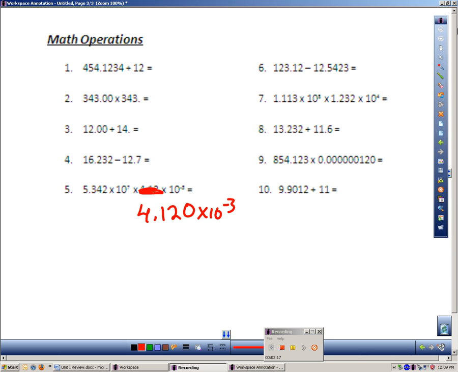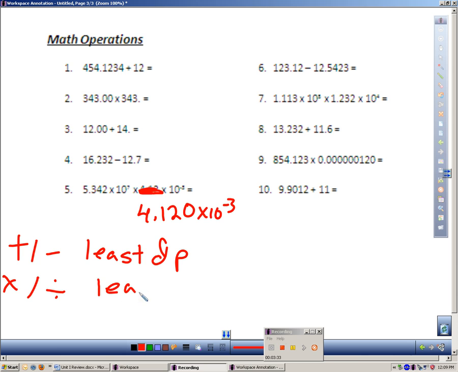All right, so again, as a reminder, if you are adding or subtracting, least decimal places. If you're multiplying or dividing, least sig figs. Okay, so let's look this up here. Number 1, are we adding or subtracting? Yeah. How many decimal places am I going to round to?